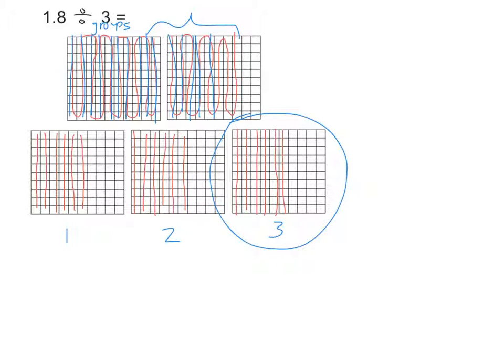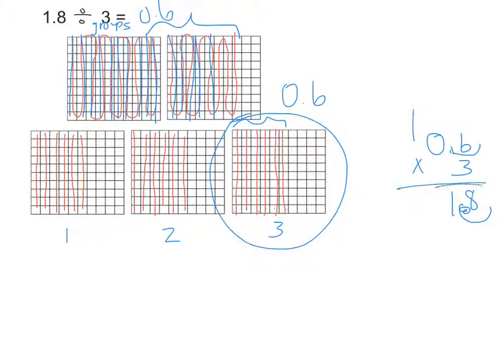So now my final answer is I'm just going to pick one group to look at and how many rows are shaded in this group. 1, 2, 3, 4, 5, 6 rows or 6/10. So my answer is 0 and 6/10. And I can check it with the algorithm or multiplication. 6/10, if I do 3 groups of 6/10, 3 times 6 is 18. 3 times 0 is 0, plus 1 is 1, and there is one number behind the decimal. So I would end up with a total of 1 and 8/10, which is what I started with.